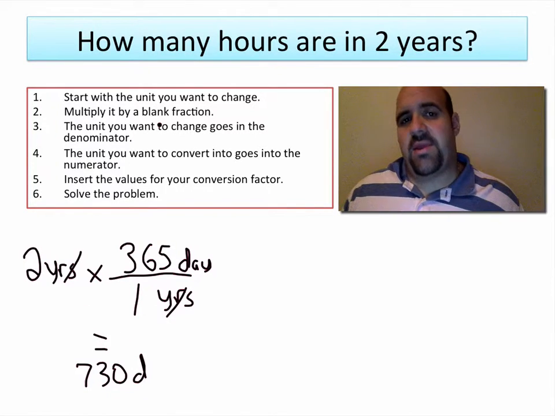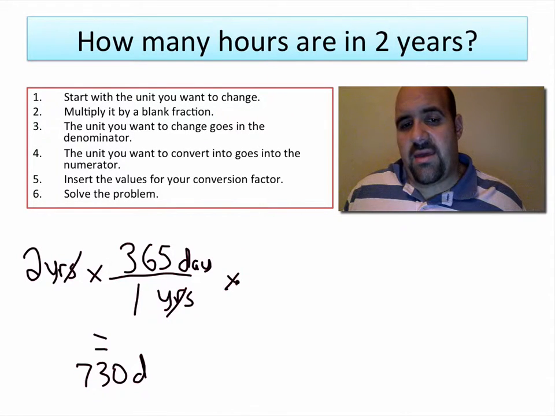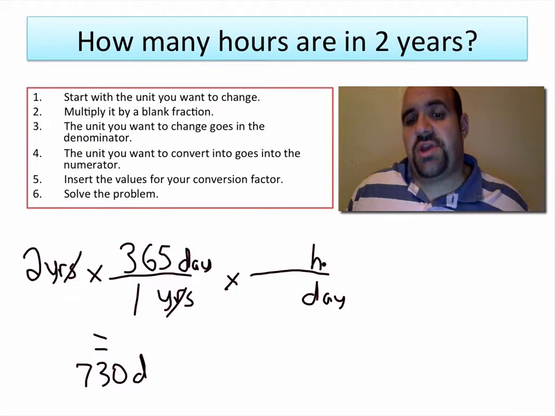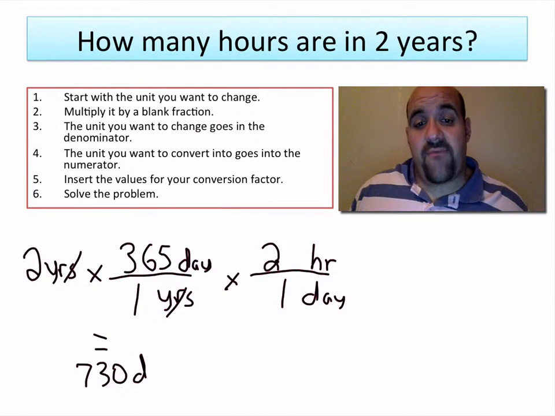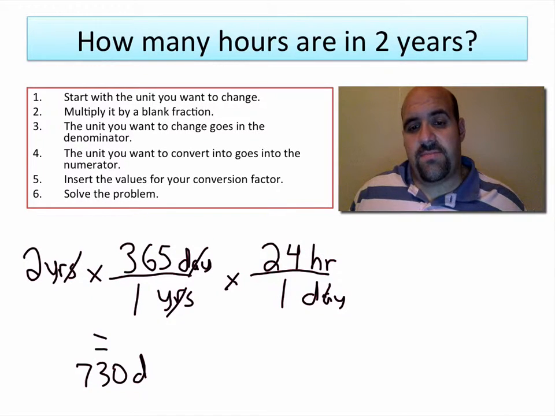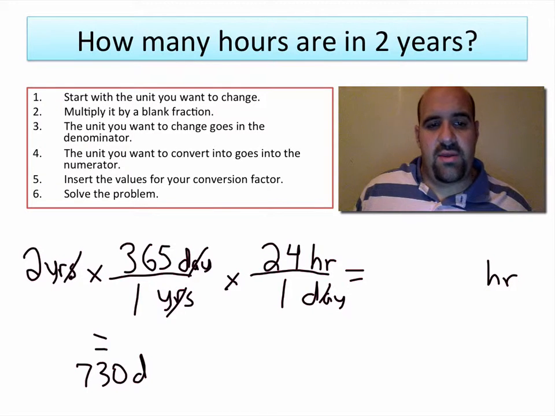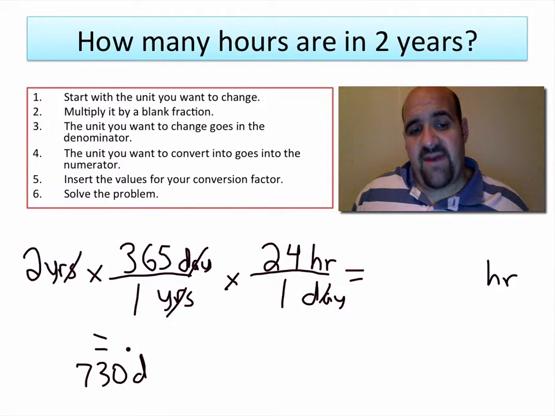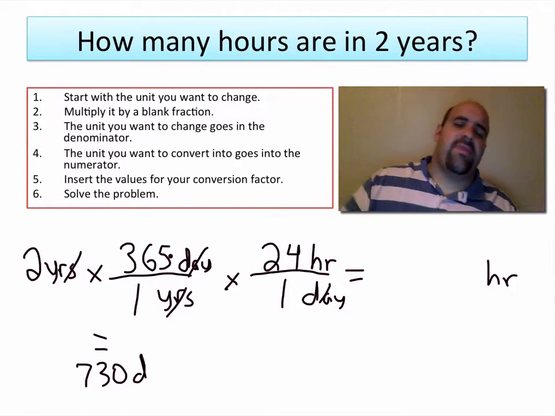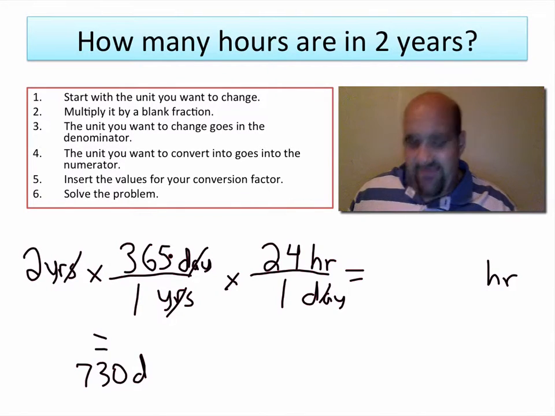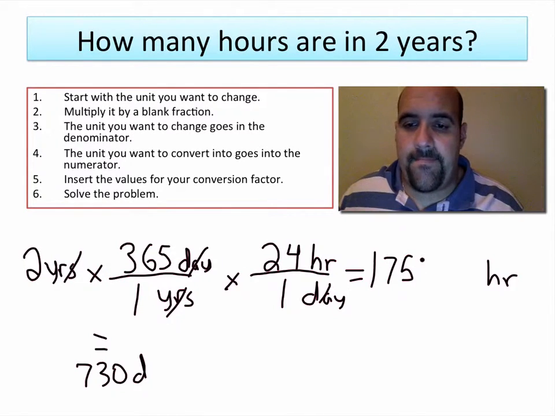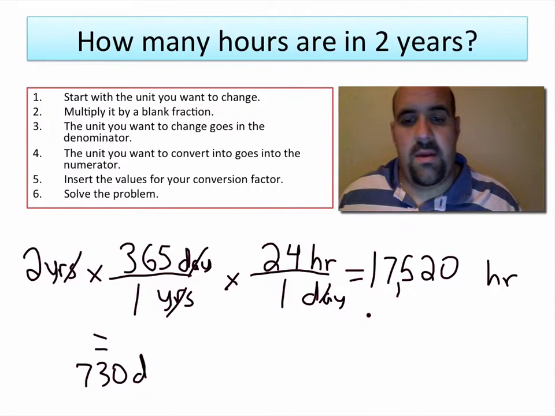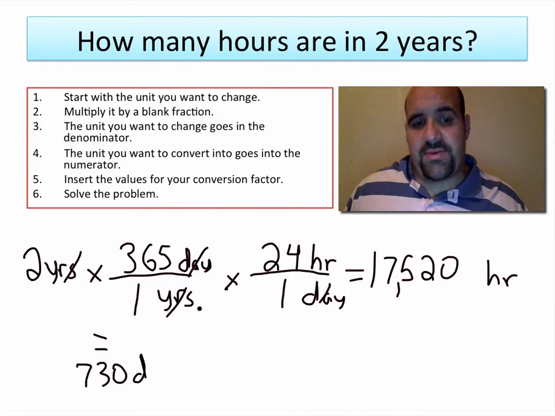The years cancel, but I don't want my unit in days. I want hours. So I have days here, so I want to put days here so they cancel. And I want to go into hours because I know the relationship between a day and hours. 1 day is 24 hours. So now days are going to cancel, and we are left with just hours as a unit. The years canceled, the days canceled. Now you multiply across, all the way across. 2 times 365 is 730. That times 24, we come up with 17,520. So there are 17,520 hours in 2 years. So again, a two-part problem. We had to cancel the years and the days.